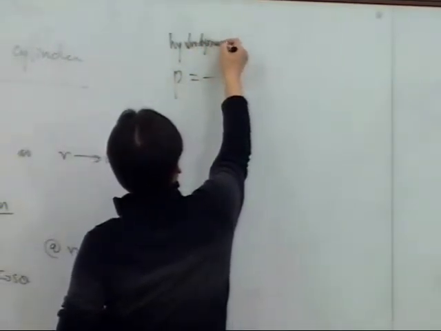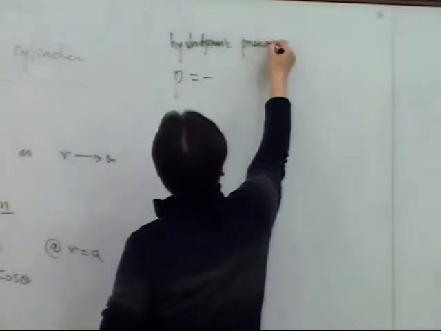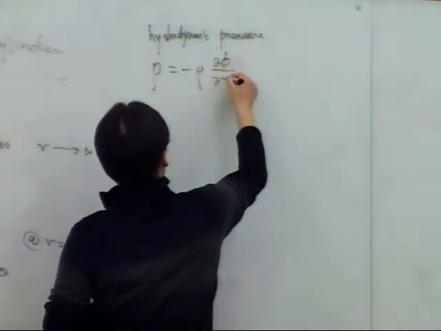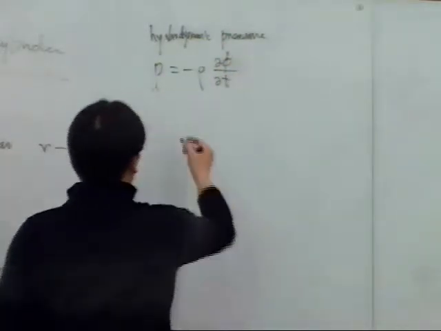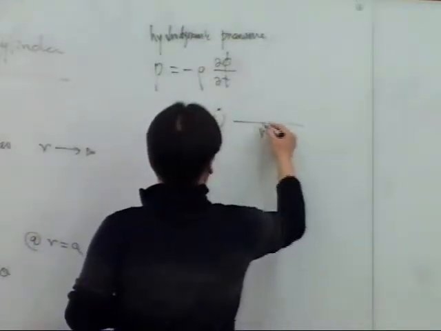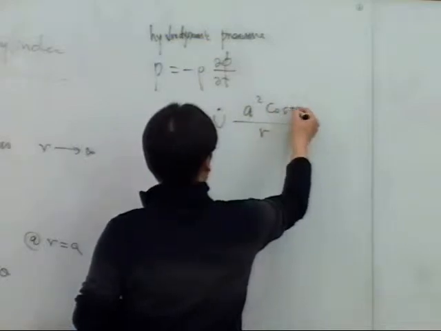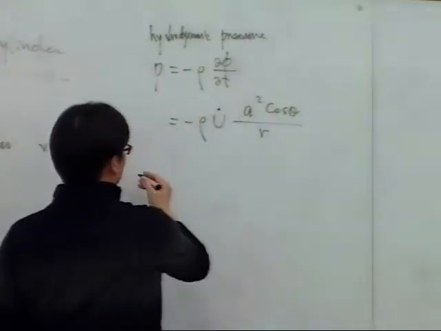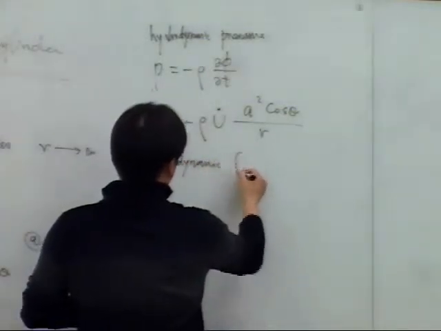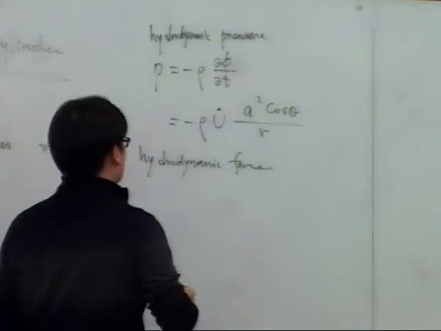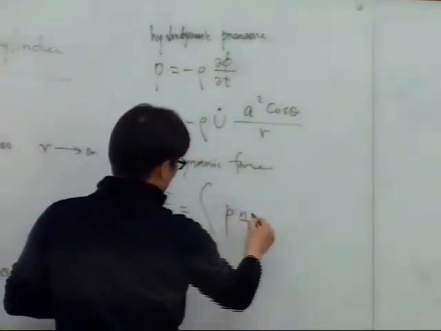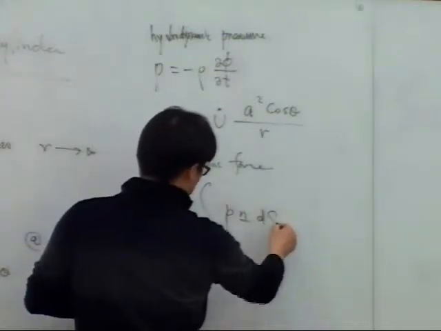hydrodynamic pressure is given by minus rho d phi dt, and therefore we have minus rho u dot a squared cosine theta over r, and the hydrodynamic force, which is a vector, is given by P times the normal vector times the body surface.